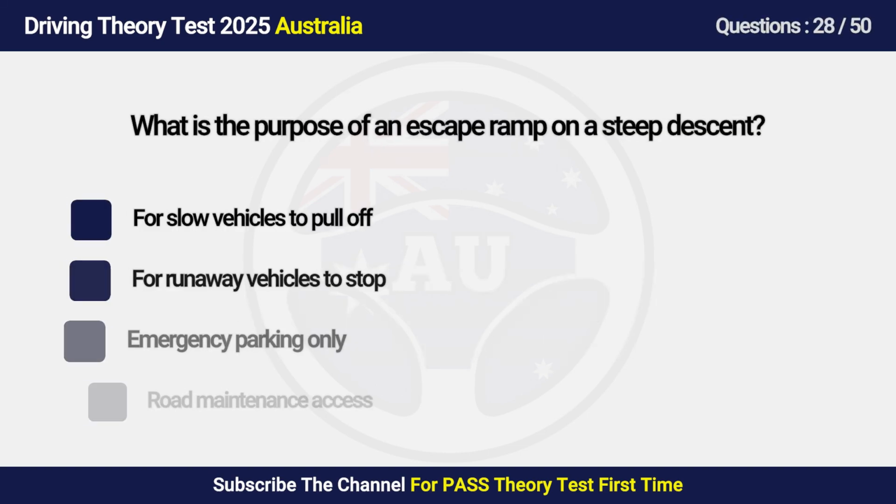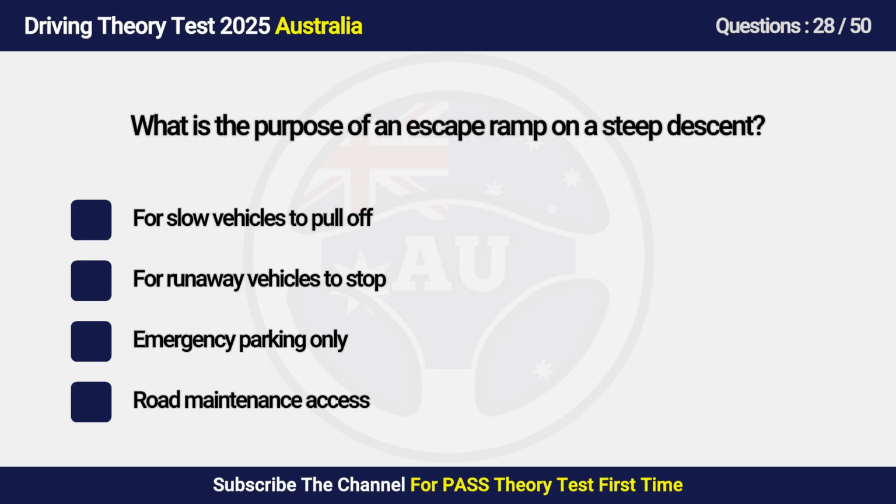Question 28. What is the purpose of an escape ramp on a steep descent? A. For slow vehicles to pull off. B. For runaway vehicles to stop. C. Emergency parking only. D. Road maintenance access.